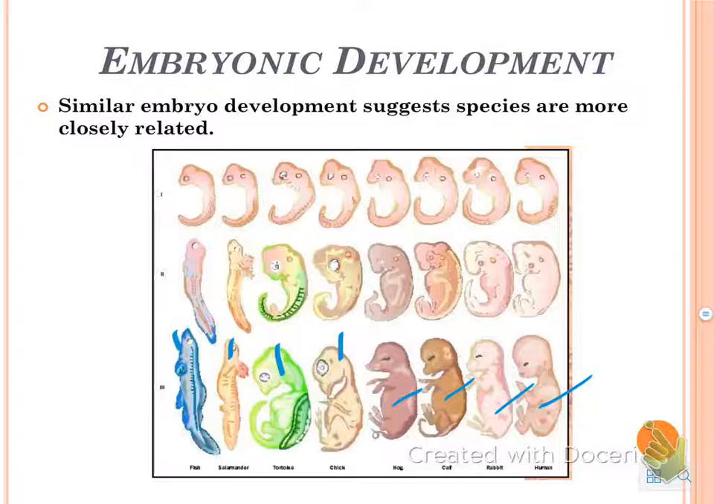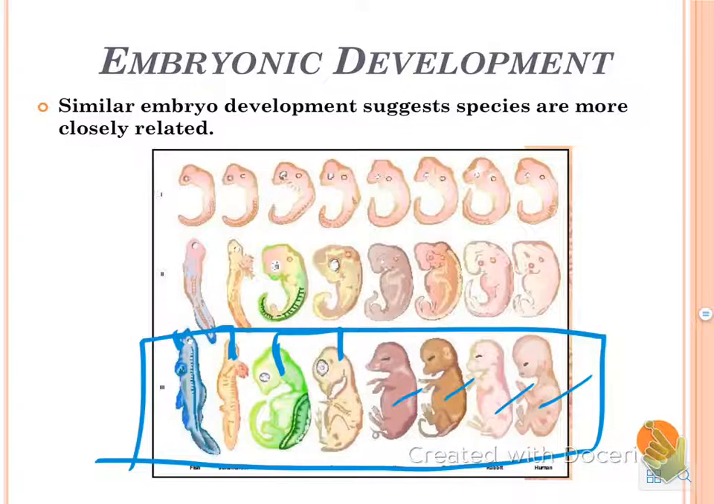So if you look, you can kind of see how they're more closely related. So reptiles and birds are more closely related, as you see that. Fish and amphibians are more closely related. But at the same time, all of these have a similar embryo development, which is why they're all considered a vertebrate. That's their common sharing that they do.